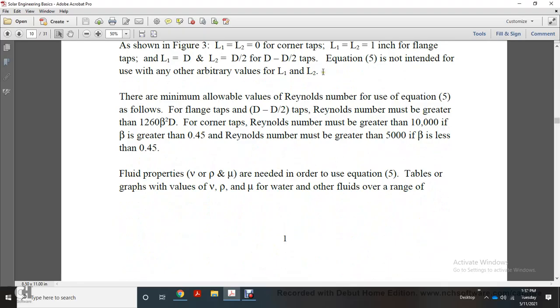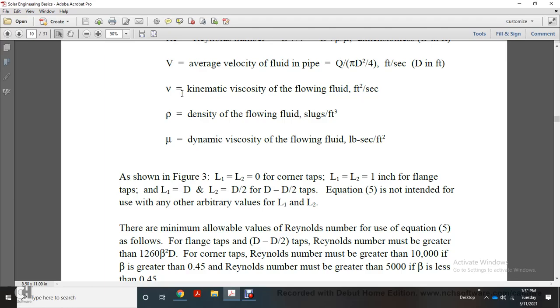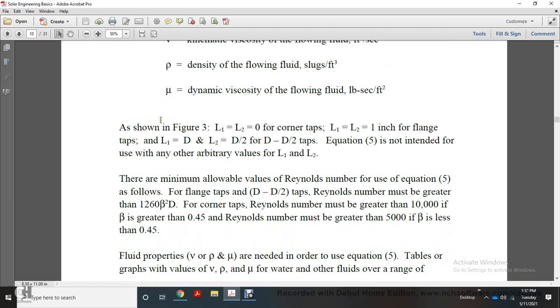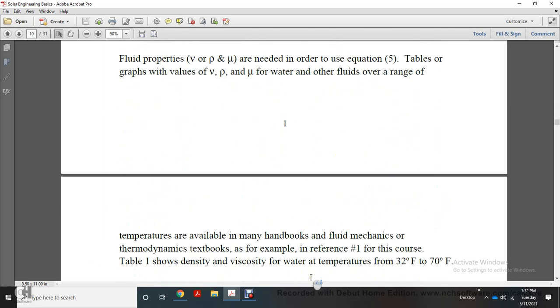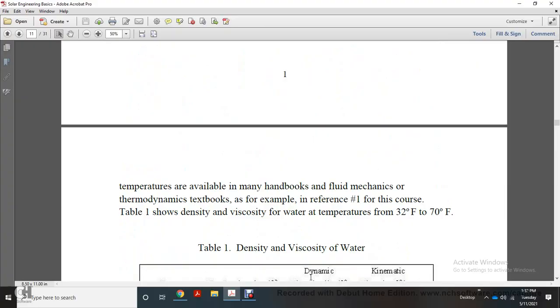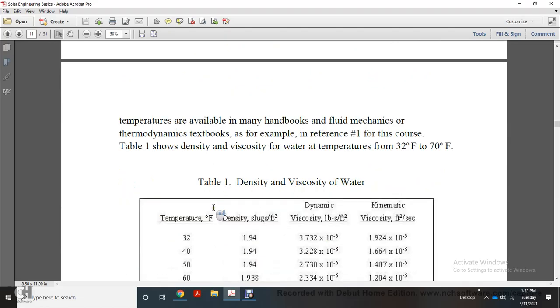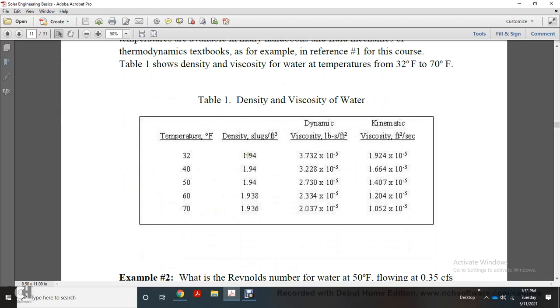The kinematic viscosity and density of the fluid, in slugs per cubic foot, and the dynamic viscosity, in pound-seconds per square foot, are needed in order to use the equation. Tables and graphs of the velocity, density, and dynamic viscosity of water and other fluids over a range of temperatures are available in many handbooks and fluid mechanics and thermodynamics textbooks, for example reference number 1. Table 1 shows the density and viscosity of water at temperatures from 32 degrees to 70 degrees Fahrenheit. At 32 degrees, the density is 1.94 slugs per cubic foot and the viscosity is 3.732 times 10 to the minus 5.